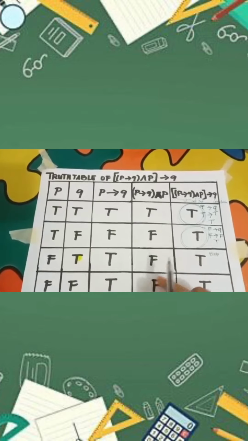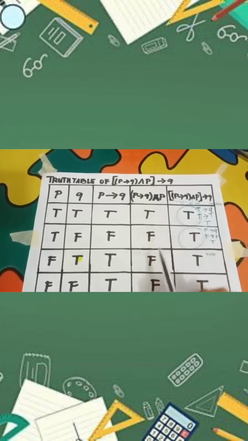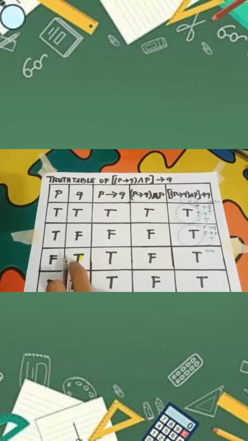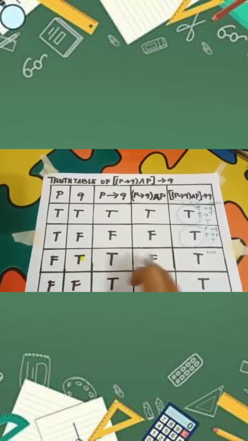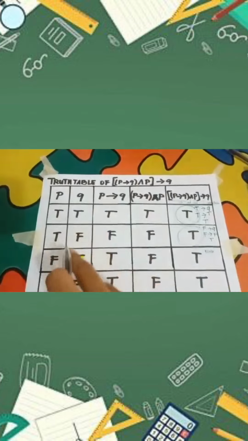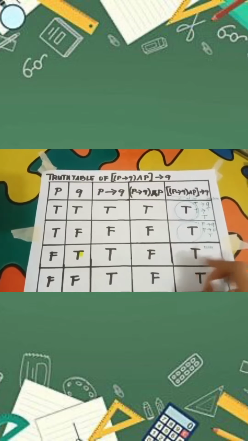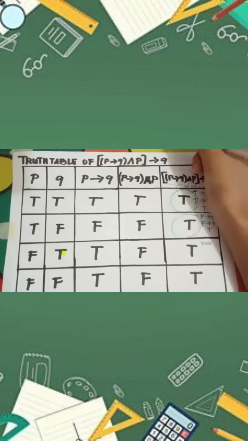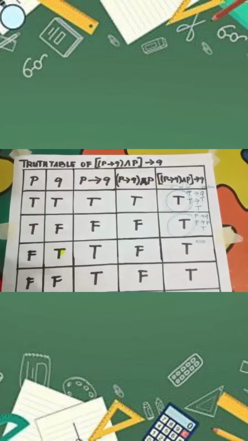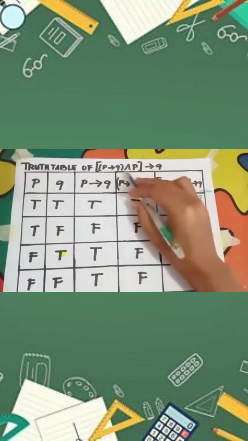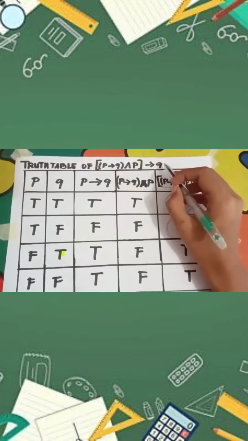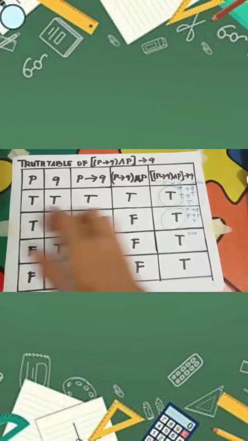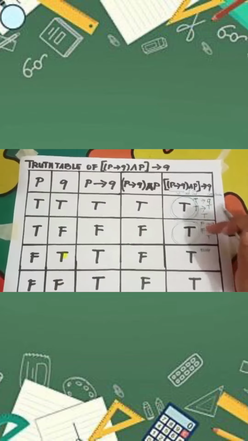Next, if both premises are false and our variable q is true, our conclusion is true. So false implies true is true and false implies false is true. So since the truth table of the combination of both premises implies the conclusion is always true, as we can see here and here, this argument is valid.